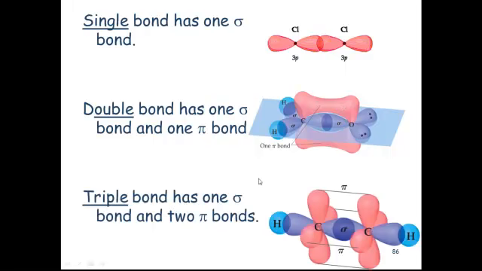Now if we have a triple bond, we're going to have 1 sigma and 2 pi orbitals. When we overlap these 2 pi orbitals, they end up looking like the fins of a fan. So these are considered 2 pi orbitals and 1 sigma orbital in between.